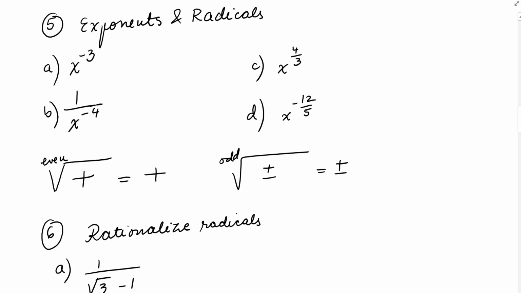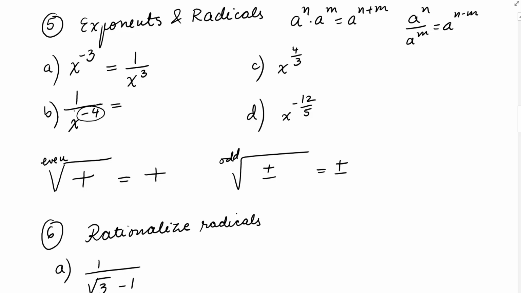Let's talk a little bit about exponents and radicals. Well, the majority of you know that a to the n times a to the m is a to the n plus m, and a to the n over a to the m is a to the n minus m. So this is not an issue. But sometimes we have negative exponents. Sometimes we have rational exponents. So when we have negative exponents, we can transform them into positive this way. x to the negative 3 is 1 over x to the third. When x to the negative 4 is in the denominator, this becomes x to the fourth.